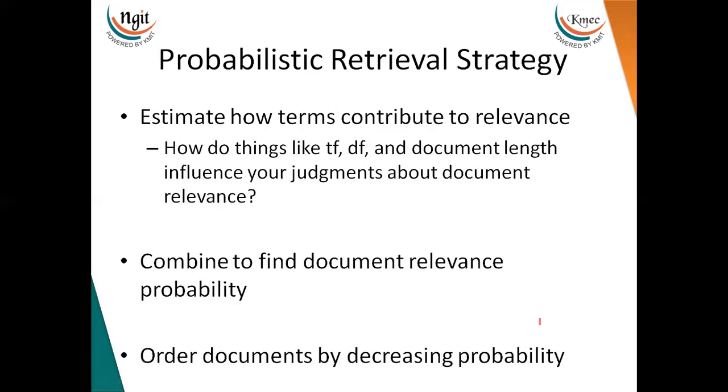Now, how will our retrieval strategy be? To find out the relevance, I will take help of the weighing terms, which were the term frequency, the document frequency, and one more idea, the inverse document frequency. And one more new term that you should keep in mind is document length. So these are the factors which are going to affect the document relevance. Now I should find the document relevance probability by some combination. So how am I going to do it?